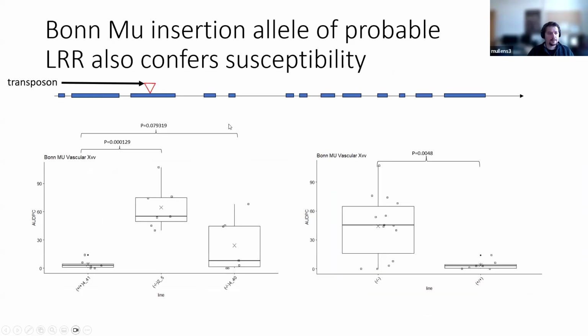And then I also saw a similar thing in a BonMu population where we have a transposon insertion again in that third exon, where the minus minus individuals that had the transposon insertion were more susceptible than their wild type siblings.